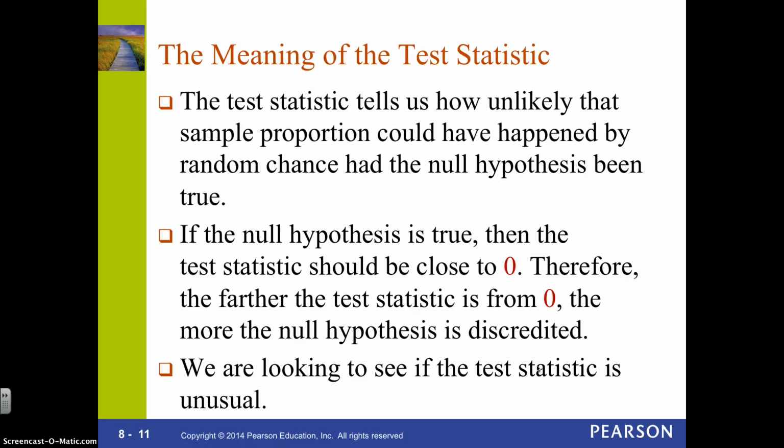If the null hypothesis is true, then the test statistic will be close to 0. Therefore, the further the test statistic is from 0, the more the null hypothesis is discredited. So what we are looking to see is if the test statistic is unusual. Remember, my test statistic is my z-value, right? And remember, if z-values are greater than 2 or less than -2, we kind of call those unusual. Again, we're not necessarily going to be using the -2 and 2. I'm just using that as an example so you remember exactly how this is working.